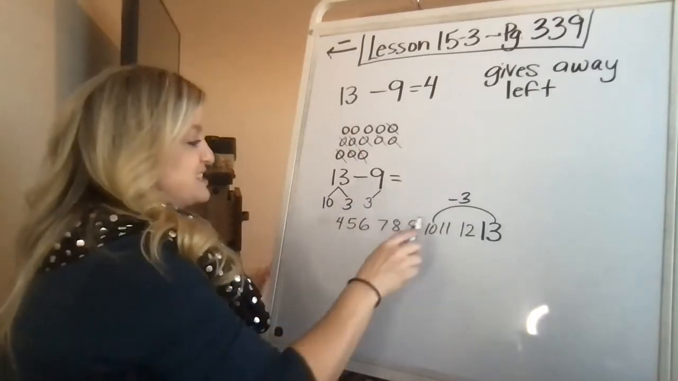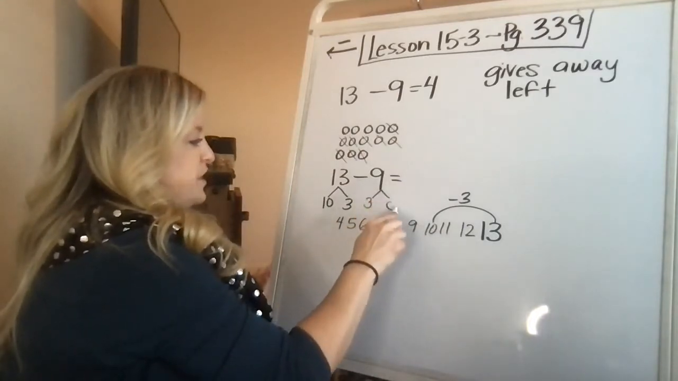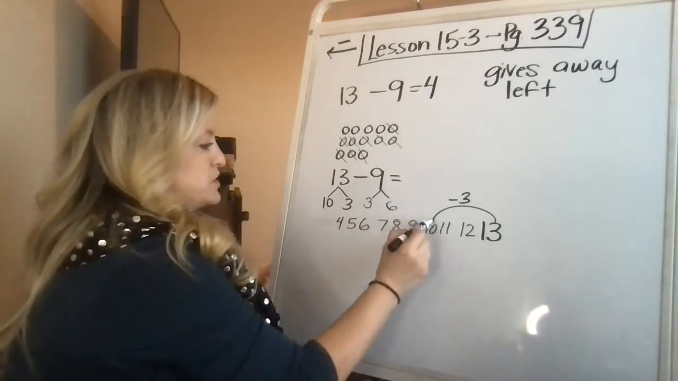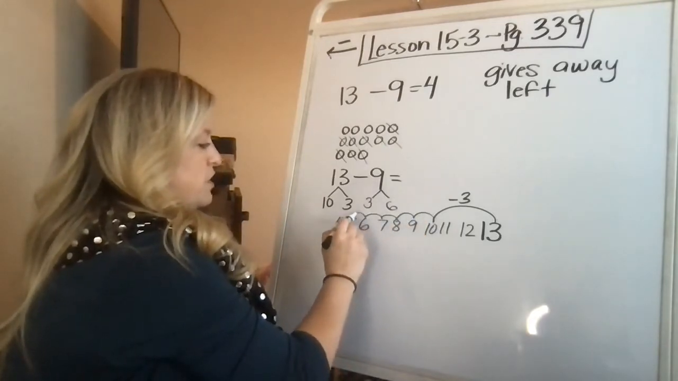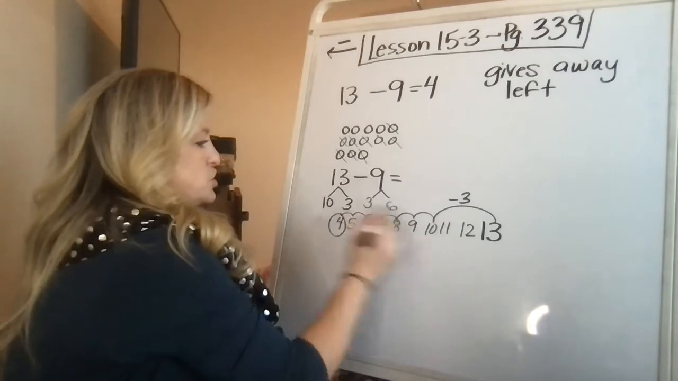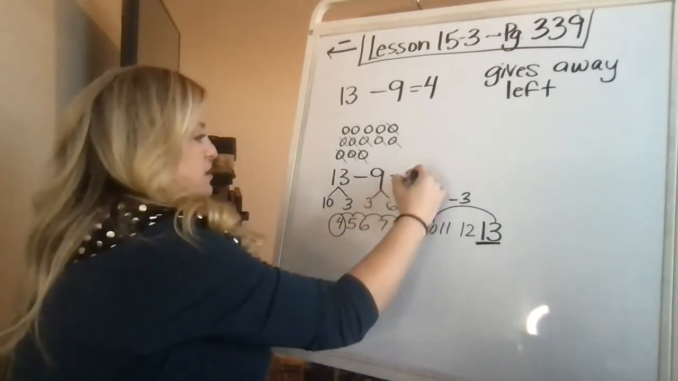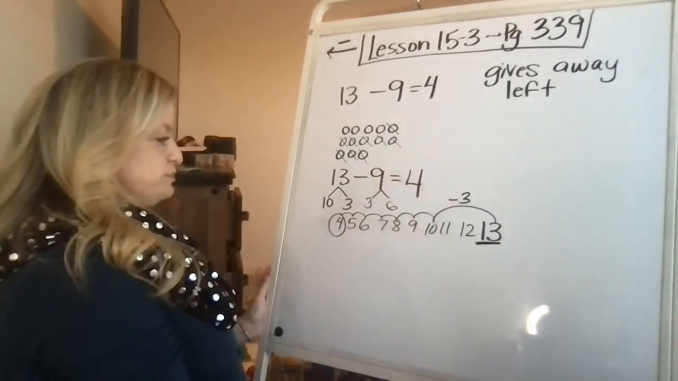I need to jump back 6 more spaces. And that will get me a total of 9 jumps backwards. 1, 2, 3, 4, 5, 6. Circle where I land. I landed on 4.